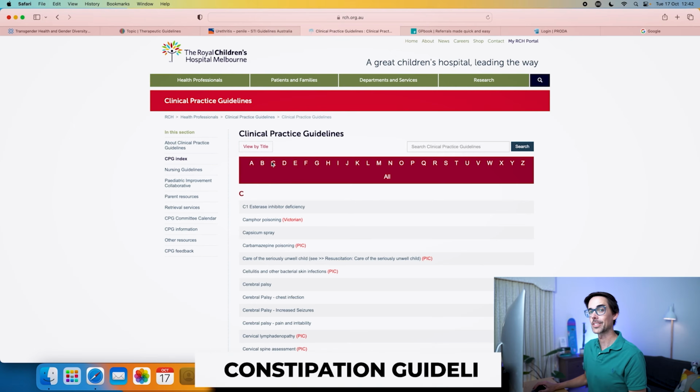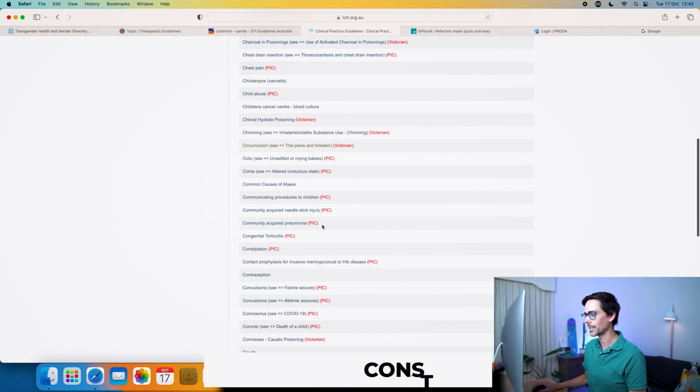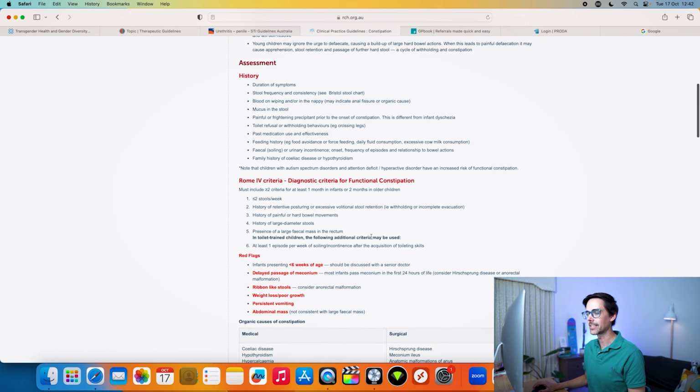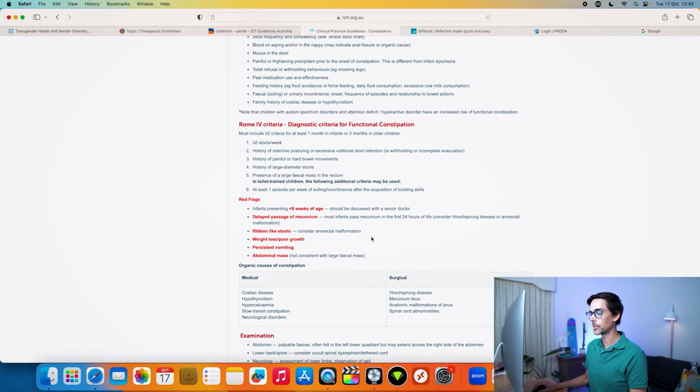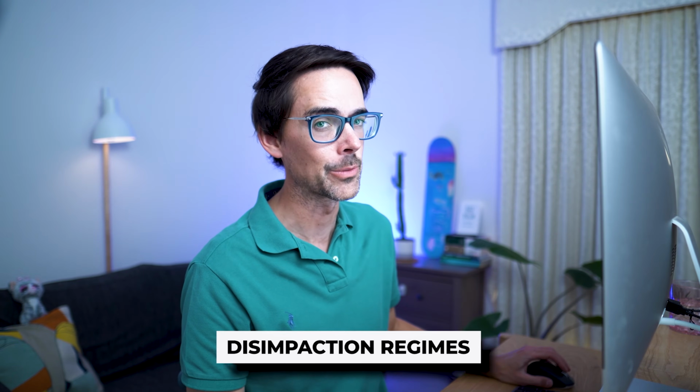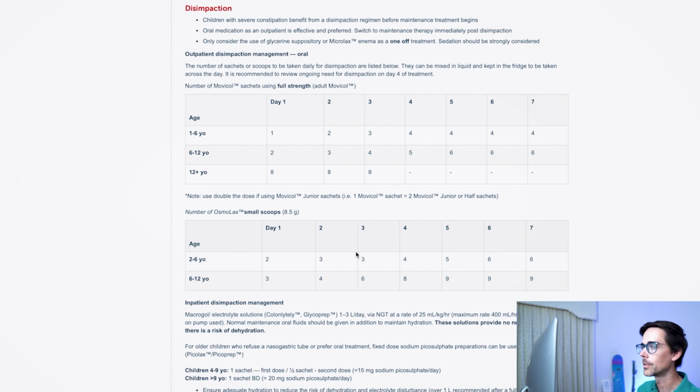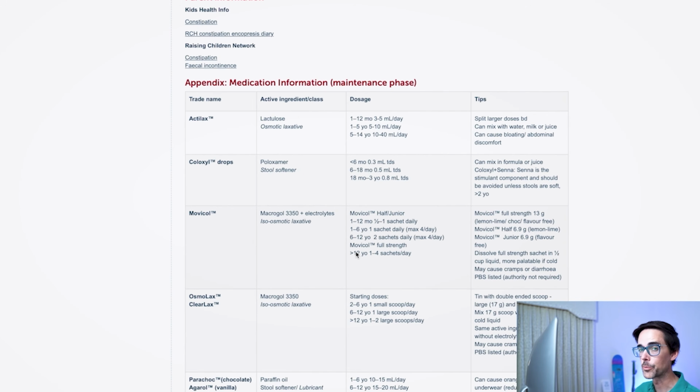Another great guideline that I use from this website is the constipation guideline. And I'm going to show you what I'm talking about here. Constipation is so common in kids, and I find it's really great to have these guidelines in front of you just to make sure you're not missing out on any red flags. And also it's really great to have the disimpaction regimes. And this is what I'm talking about, especially when you're using things like Movicol or Junior Movicol. The appendix is really, really useful.